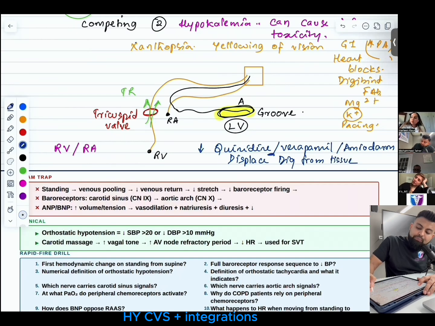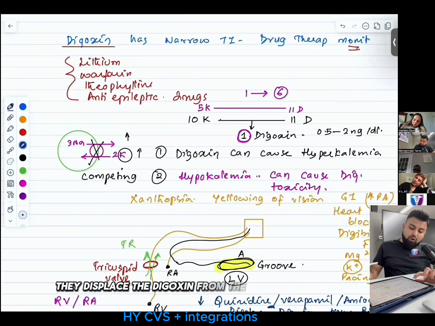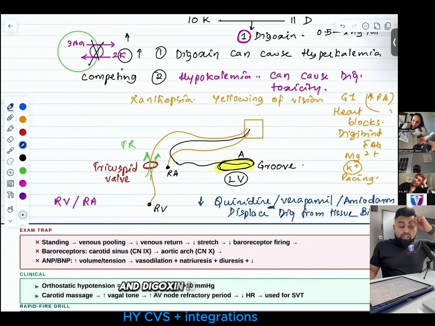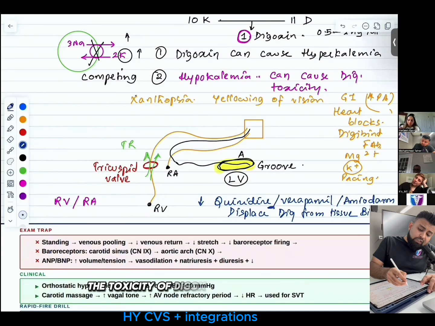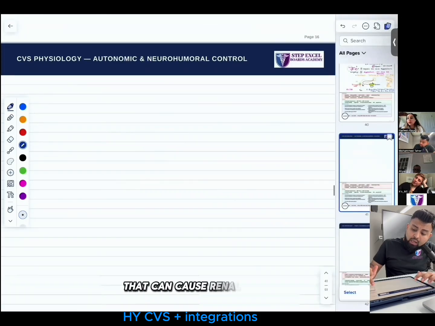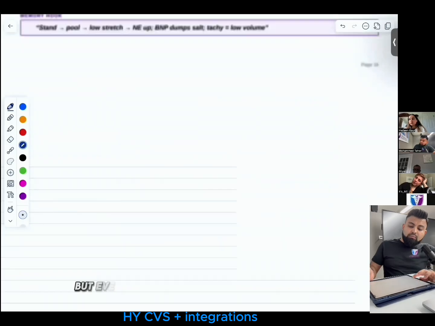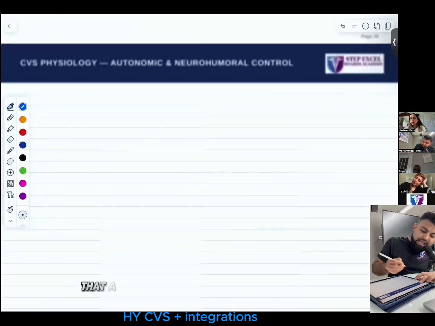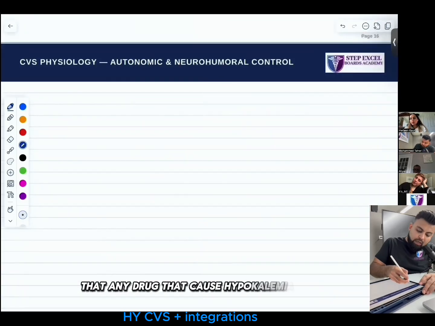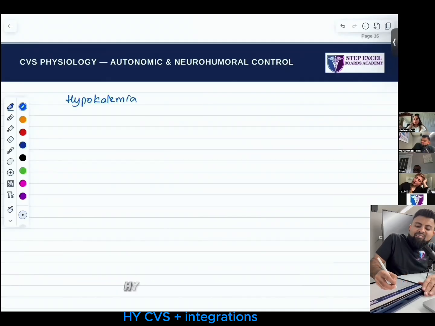Tissue binding sites. This is one of the important concepts you should remember, right? So quinidine and verapamil, they displace the digoxin from the tissue binding sites, and the toxicity of digoxin is associated with any individual taking drugs that can cause renal failure. Yes, obviously you are unable to clear the drug, but even more important, you should remember that any drug that causes hypokalemia, right? Okay. Hypokalemia causing drugs should not be combined with digoxin.